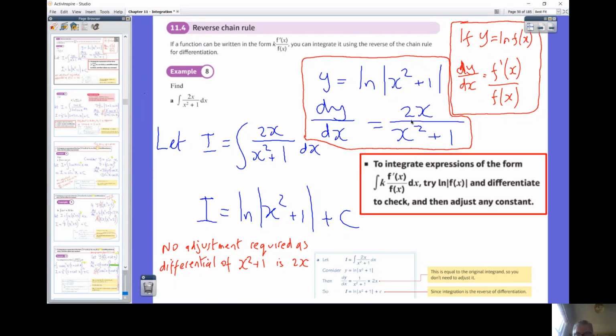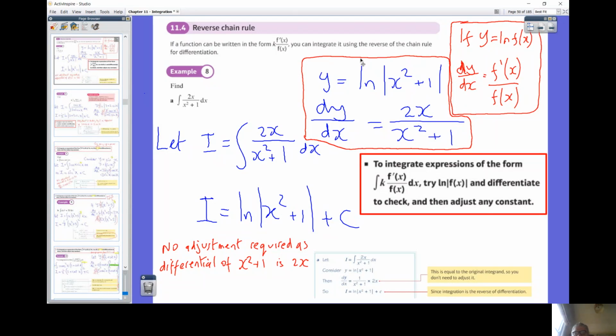So this is 11.4, and we're going to be focusing on using the chain rule. We've already used this a little bit in 11.2 when it was just in the ax plus b form. This is just going to be a little bit more complicated. So the first few examples here are where ln is getting involved.